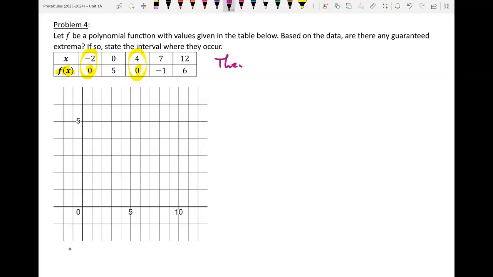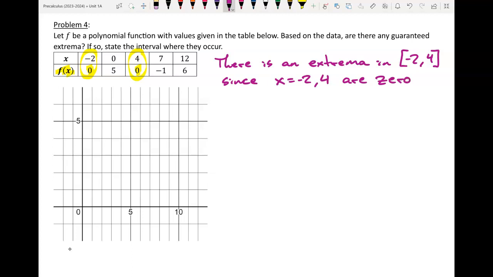So there is an extrema in the interval -2 to 4 since x equals -2 and 4 are zeros. Is that the only extrema guaranteed by this data? To help us see if there's any more, let's go ahead and plot our points and see what we have.